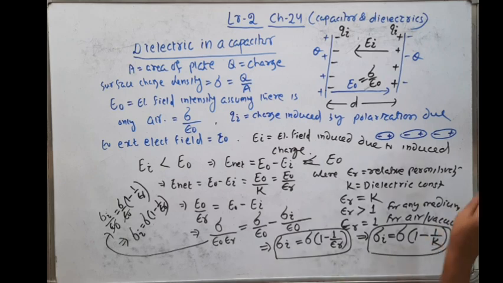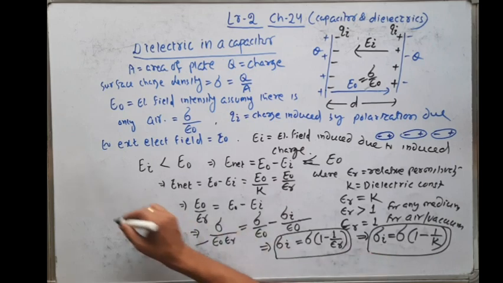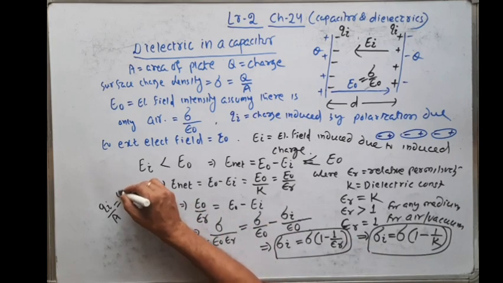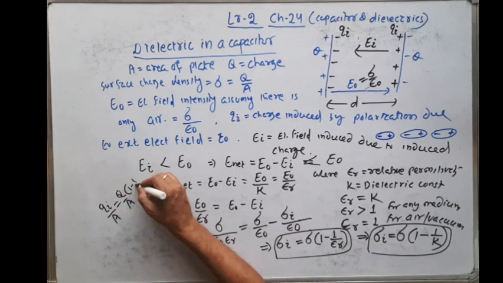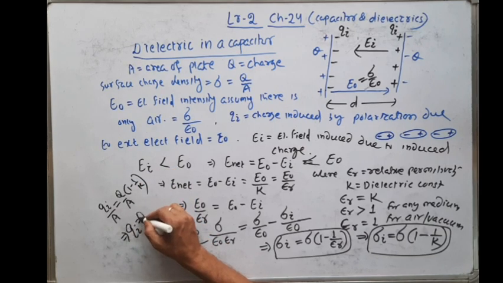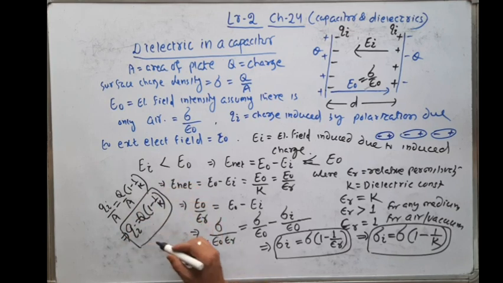Okay. So now you see, what is sigma i? It is the charge induced per unit area. What is sigma? It is the charge given per unit area. So in terms of this, I can write sigma i is equal to what? Qi by area. Sigma is equal to Q by A, into 1 minus 1 by K. A cancels. That is, induced charge is equal to total charge given into 1 minus 1 by K. So this formula you have to remember for solving the problems.